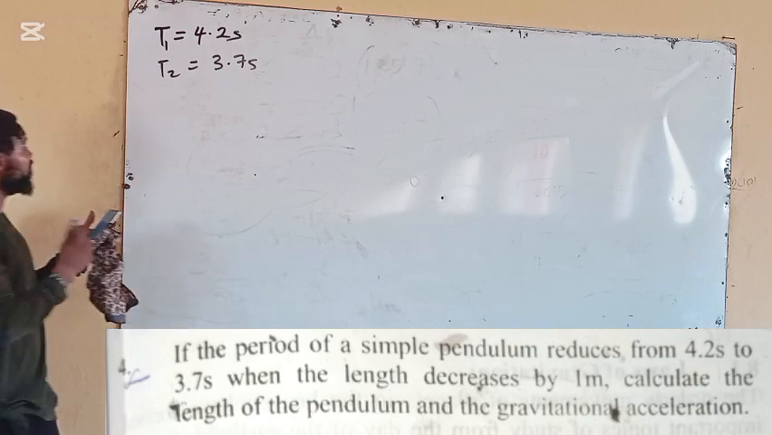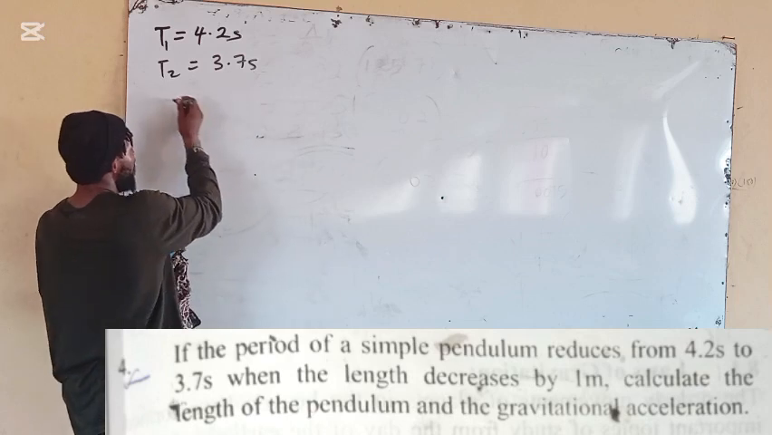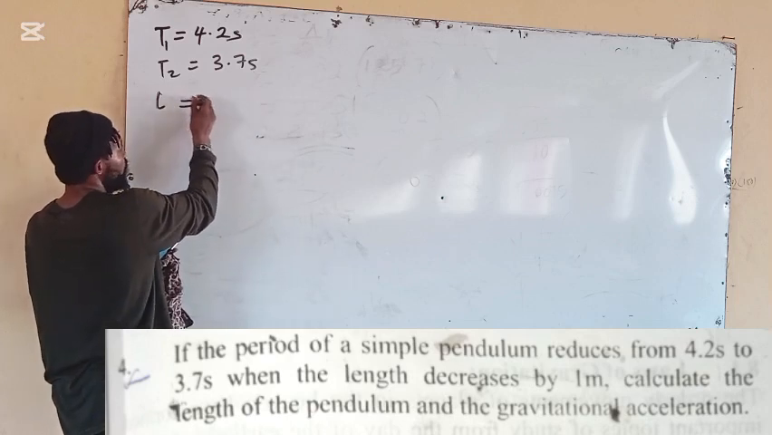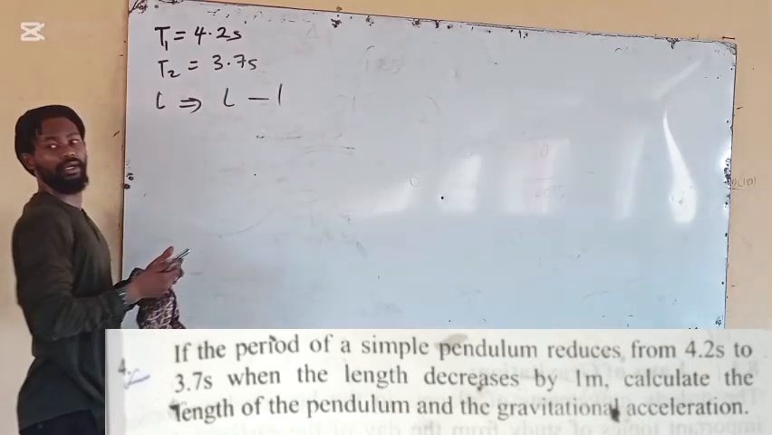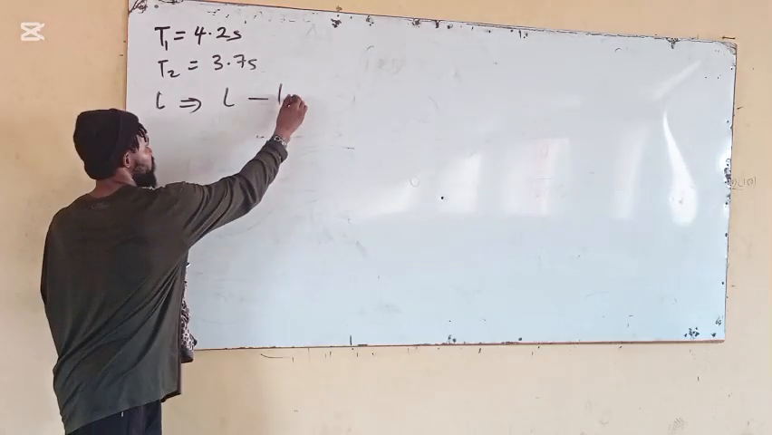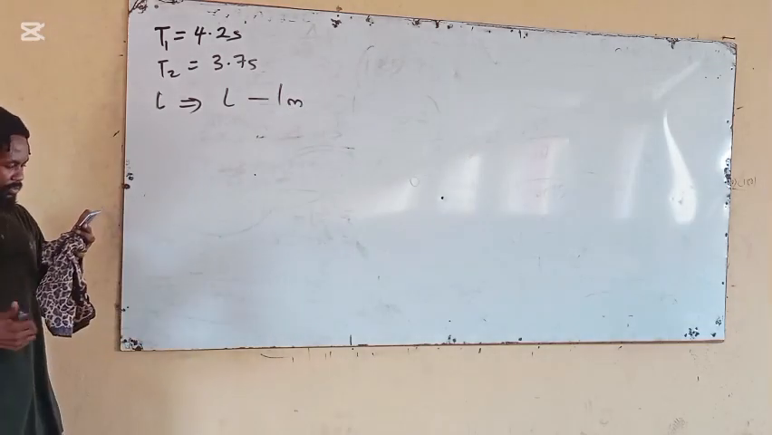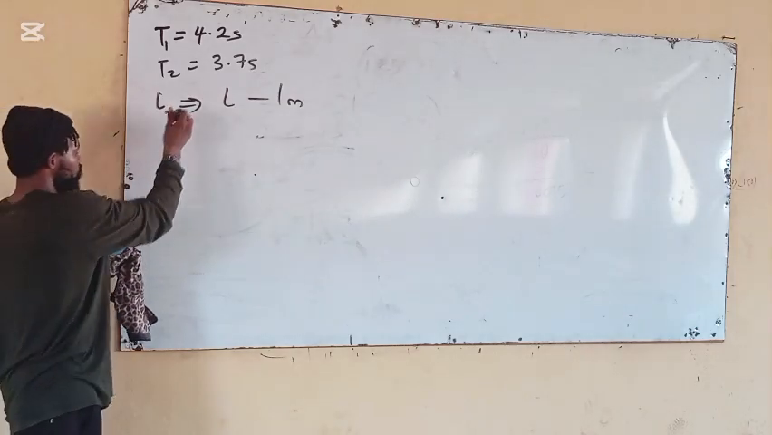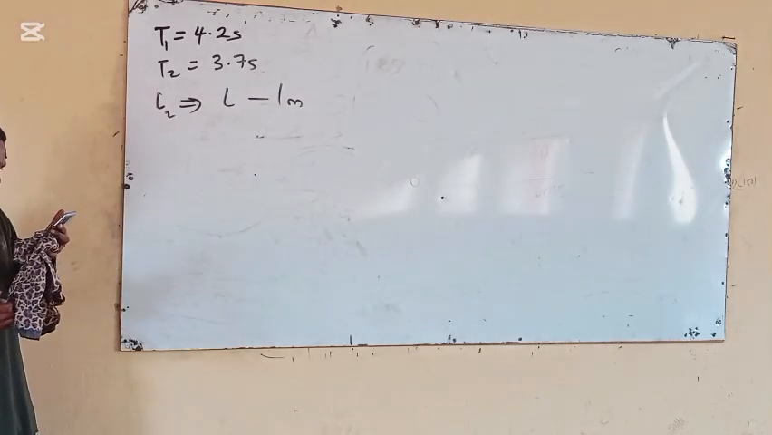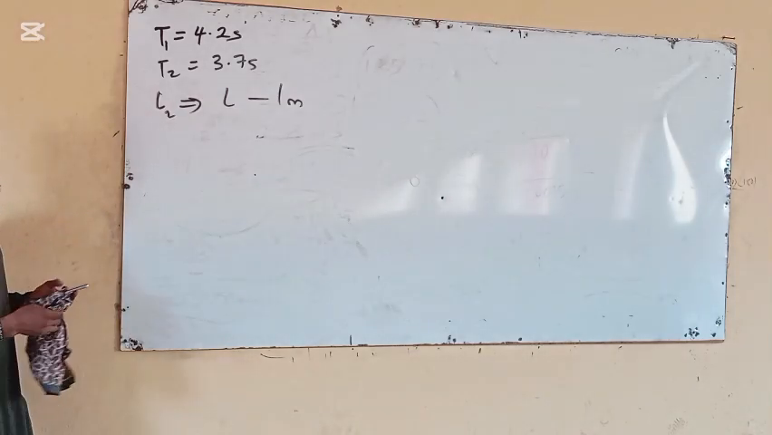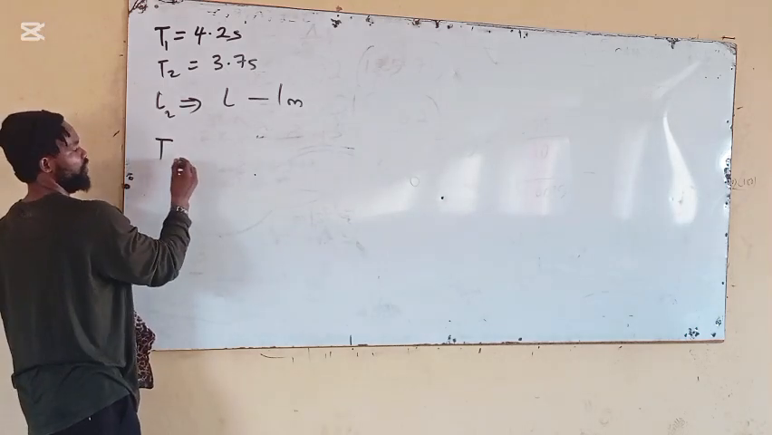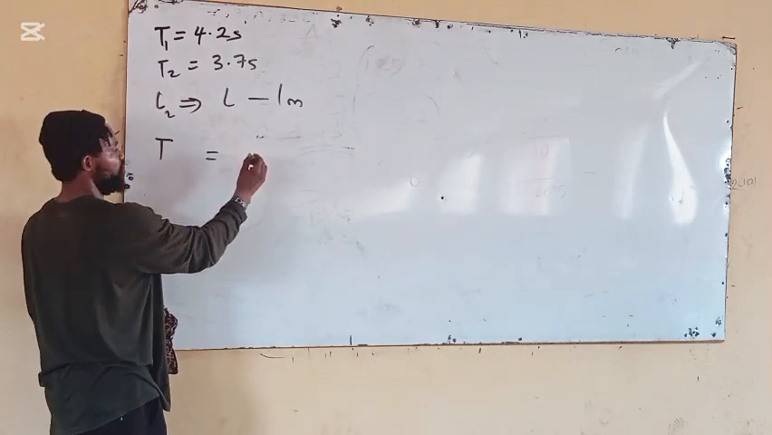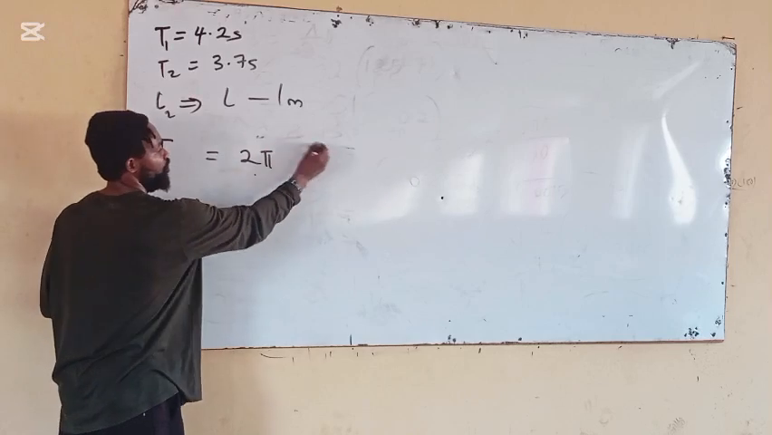So when the length decreases by 1 meter, it's more like I have a length, but I don't know it. Whatever I get as my length, minus 1 for the second one, that is L2. So then they now say calculate the length of the pendulum and gravitational acceleration. Alright, now first of all, period is equal to, for a simple pendulum, 2 pi root L over g.